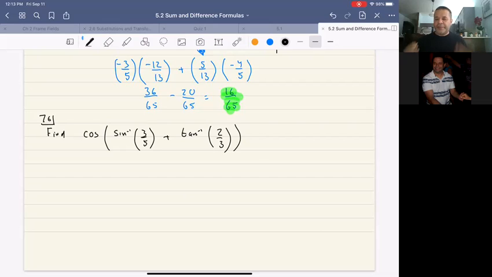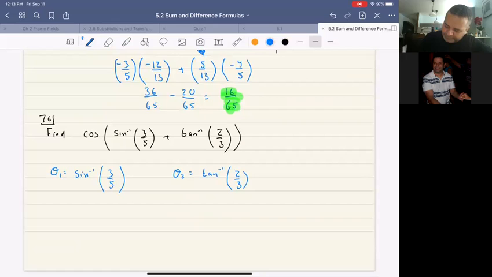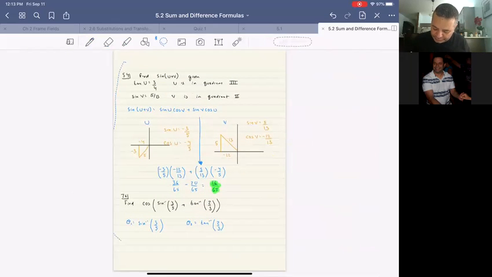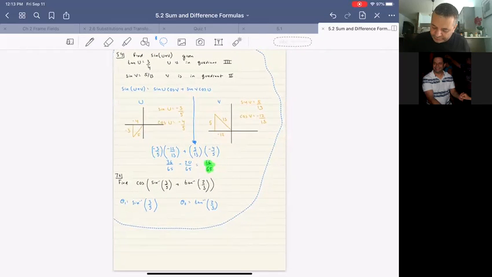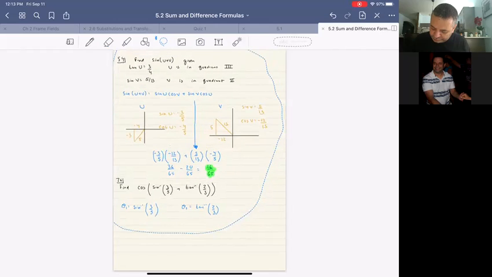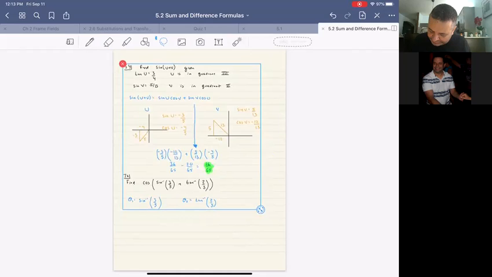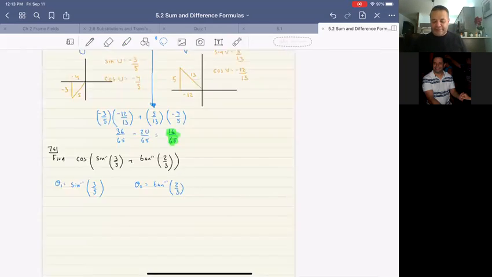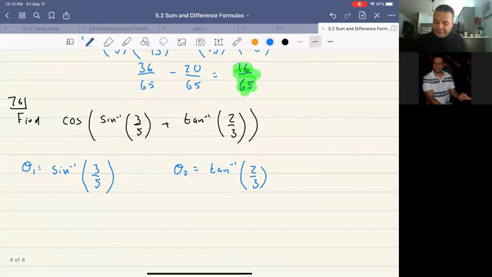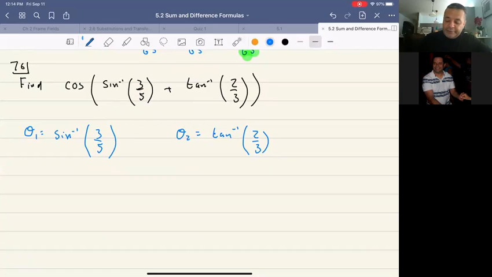We're going to call theta 1 the sine inverse of 3/5, and theta 2 the tan inverse of 2/3. I'm running out of space here. Let me make a little more space for us. Resize this just a little bit. Okay, that'll be plenty of space. Back to it. So we have cosine of theta 1 plus theta 2.